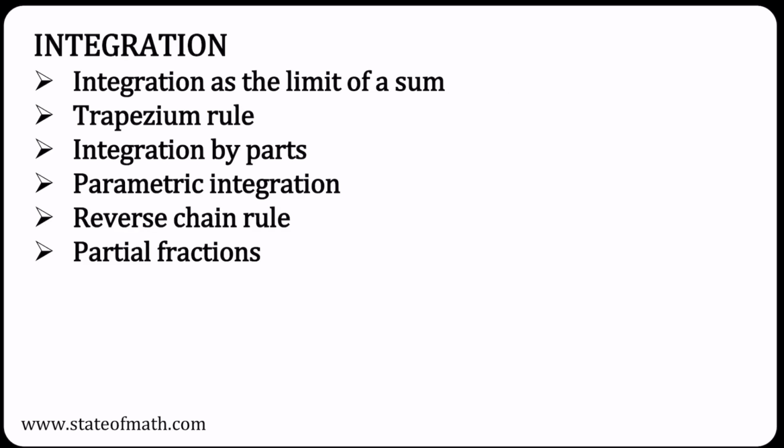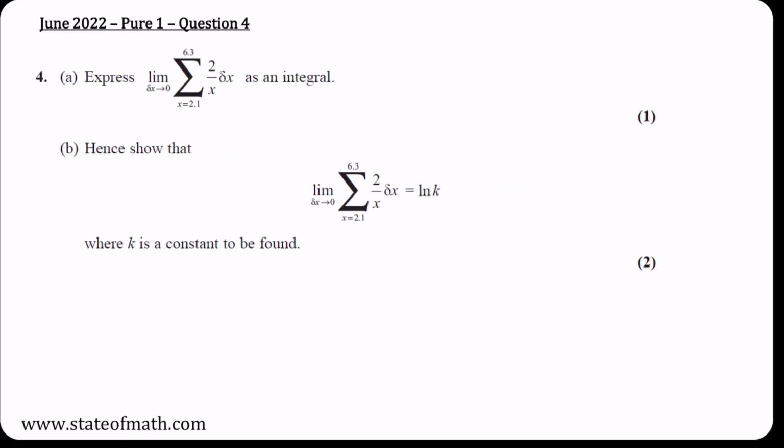Integration. We expect integration as the limit of a sum, something like the trapezium rule, certainly integration by parts, maybe parametric integration and integrating using the reverse chain rule, and partial fractions, which did not appear at all in QR paper 1. What do we mean by integration as the limit of a sum? Well, in June 2022, you had to understand that the summation of 2 over x delta x as delta x goes to 0 is simply the integral of 2 over x dx from 2.1 up to 6.3. In other words, we need to be familiar with the concept that integration is a process of infinite summation.